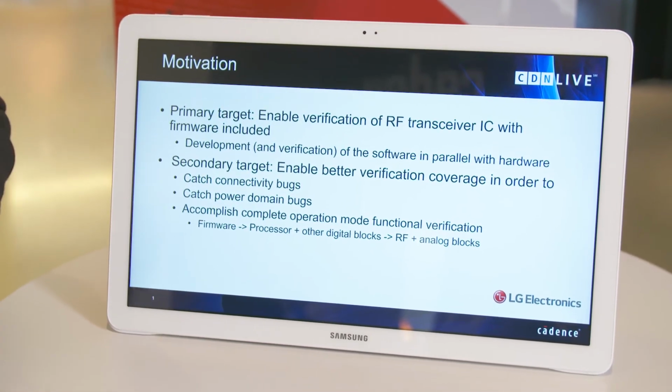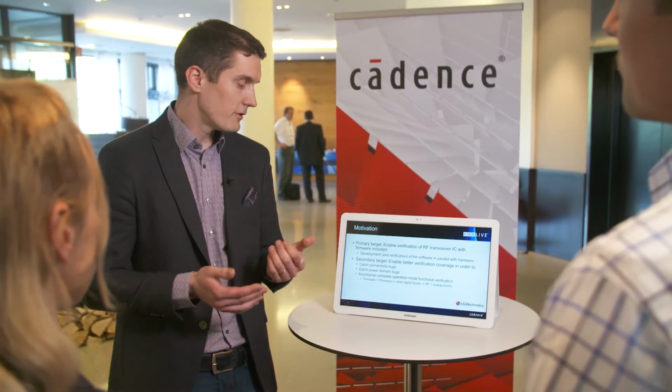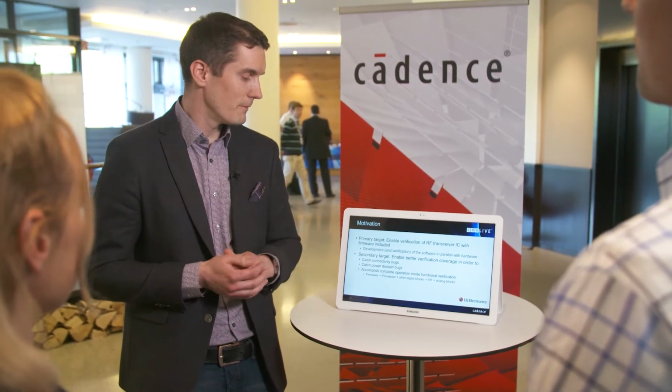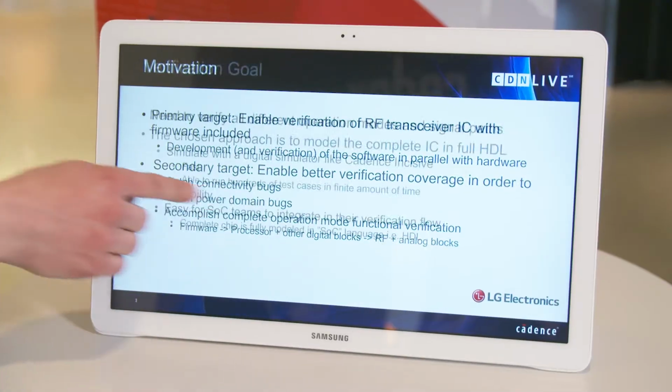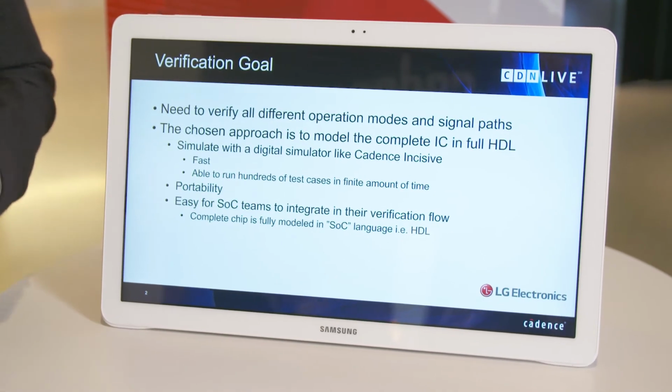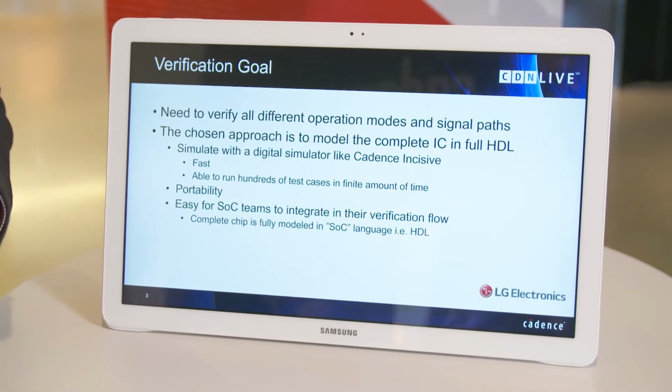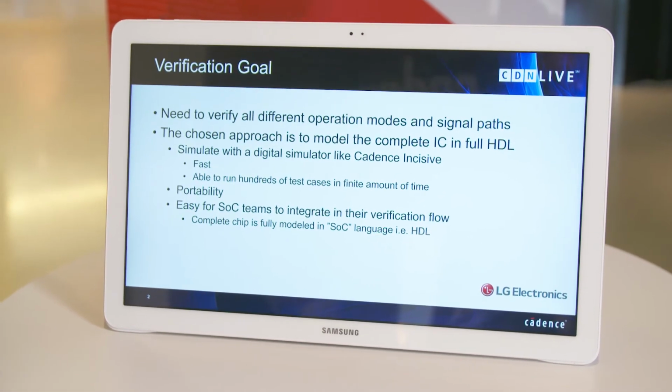So we basically target 100% coverage, which essentially will let us catch, hopefully, more connectivity bugs, power domain bugs, and most importantly accomplish the complete operation mode functional verification. So we need to verify all the operation modes and the signal paths.